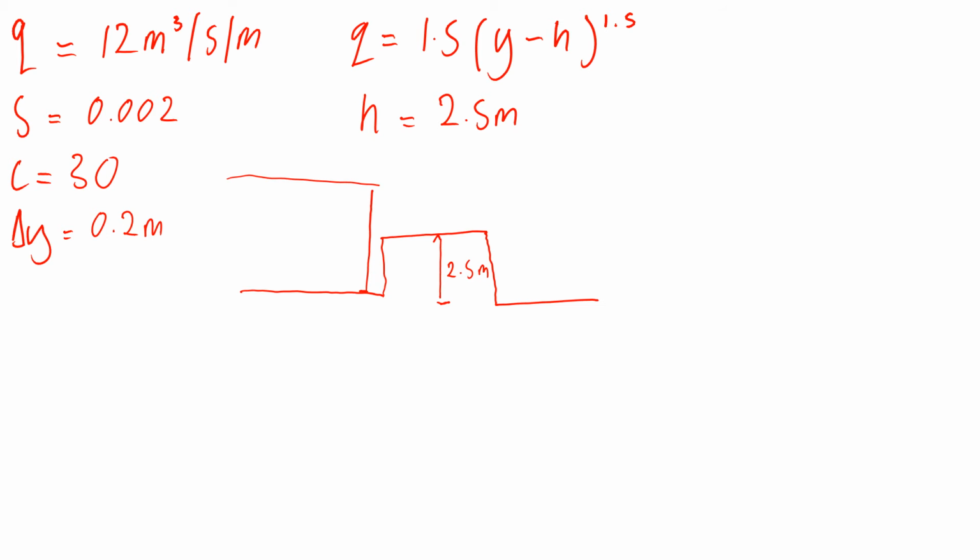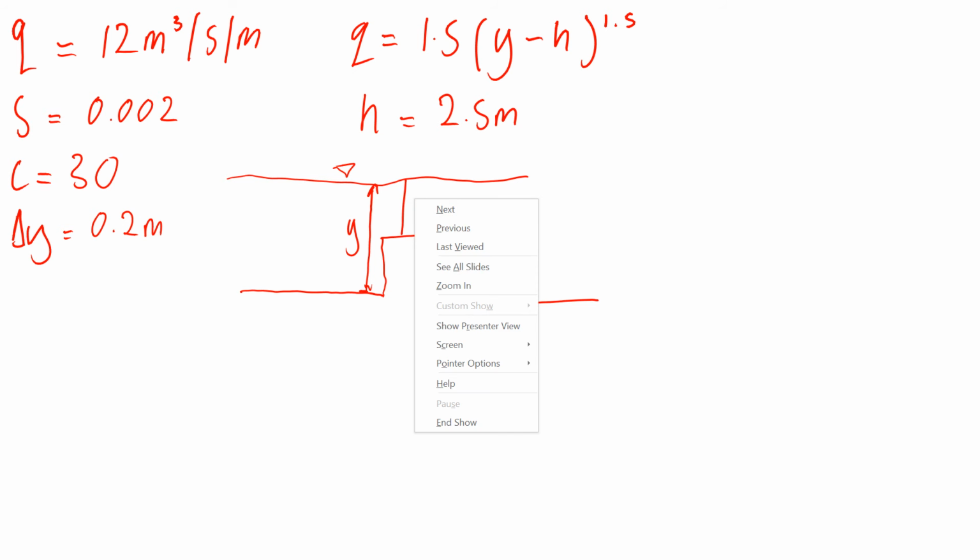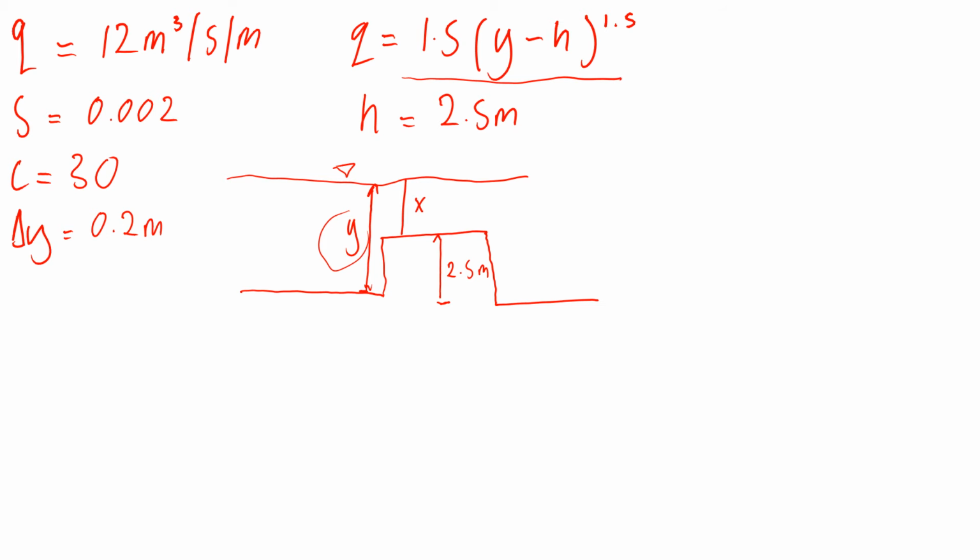if the water depth is up to here, y will be that. So y will be the sill height 2.5 plus this height, so just call it x for now, and that will give you y in total. And you can work out this y based on this relationship, because you know what q is. H is given. The only unknown parameter in this equation is y, and y is here, is this.